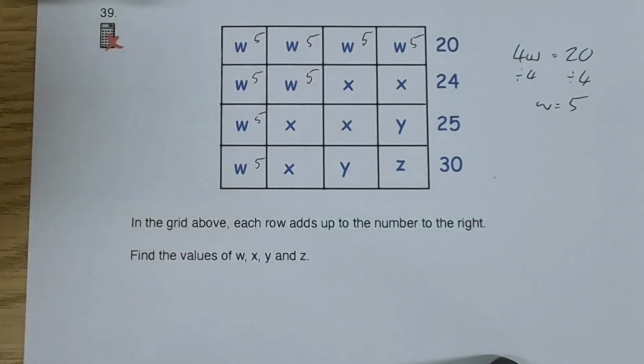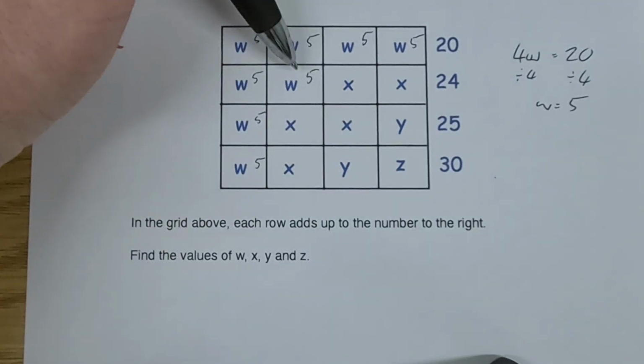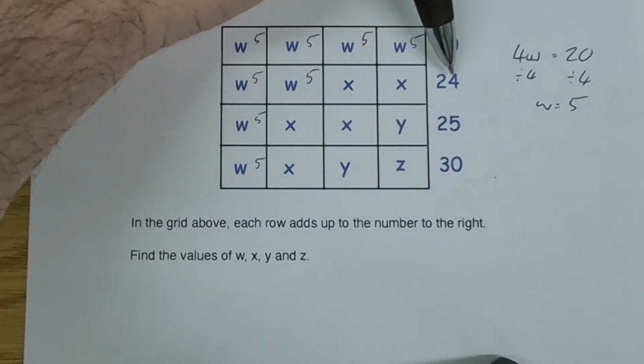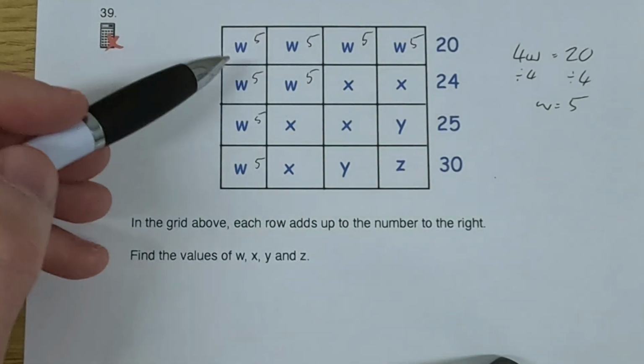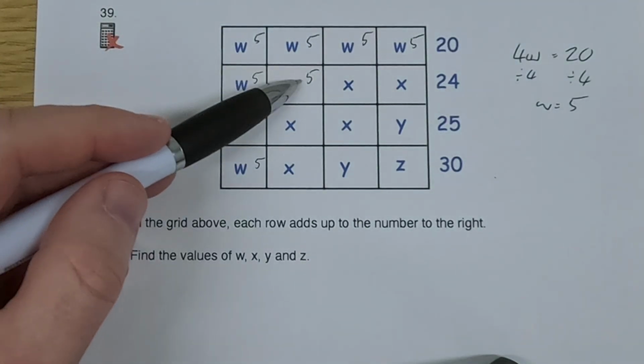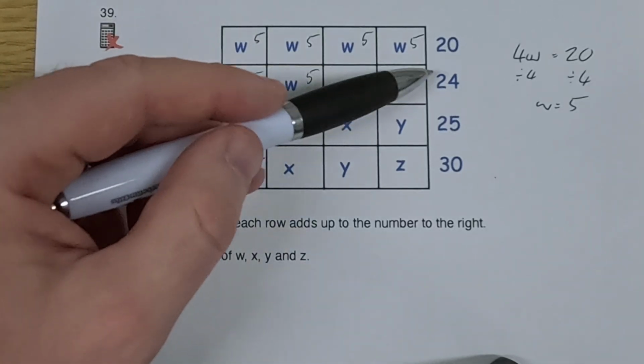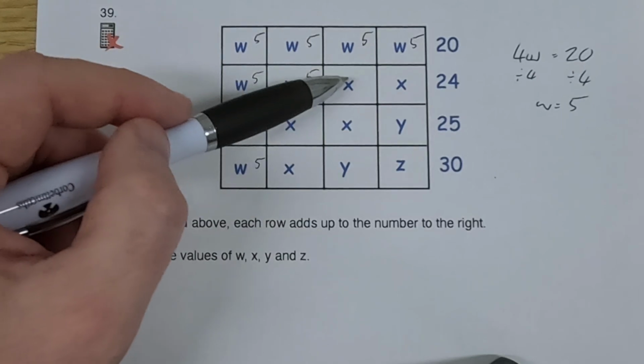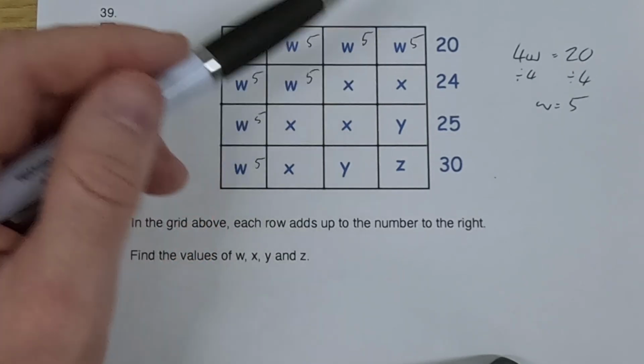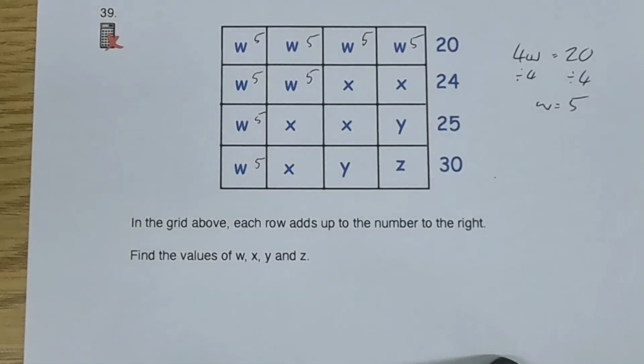Okay, now let's have a look at the next row. We've got W, W, X, X, and that equals 24. Now again, you might be able to look at this and say, well, 5 plus 5 is 10. And then these two must then add together to be 14, because 10 plus 14 is equal to 24. So that means that X is equal to 7, because 7 plus 7 is equal to 14. So you'd work out that X is equal to 7 that way.